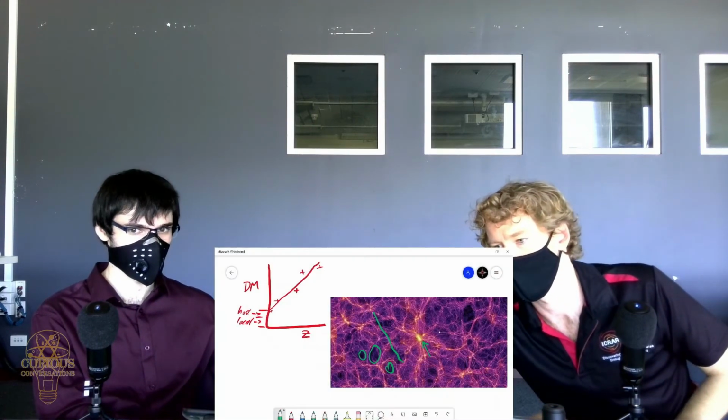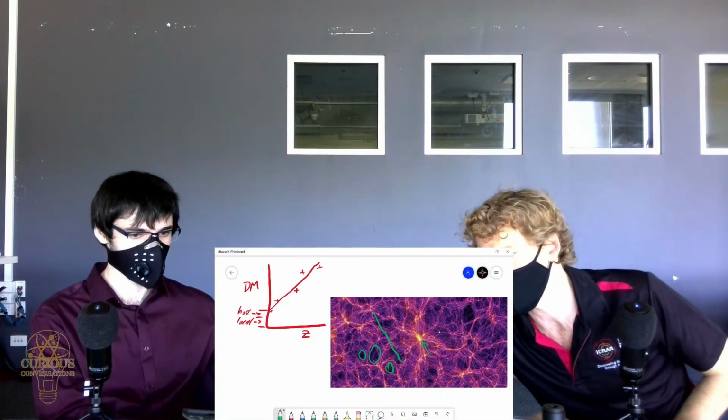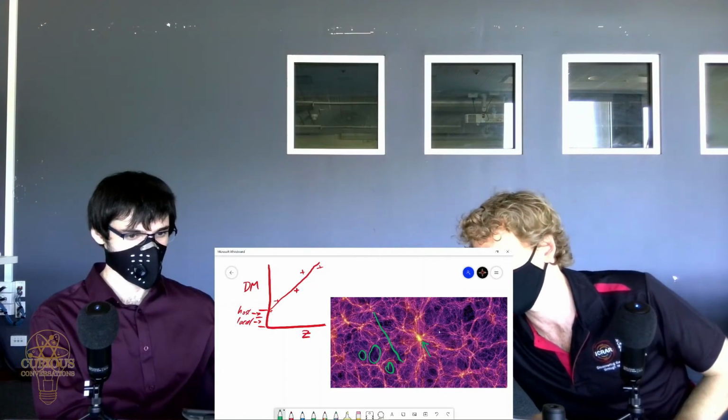The slope is completely consistent with our expectations from Big Bang cosmology, which is also incredibly disappointing. Because, of course, whenever something's consistent, well, yeah, science likes surprises. The other thing I want to point out about this is that I drew this scatter, right, about this line. And you'll notice that there's all this filamentary structure in the universe.